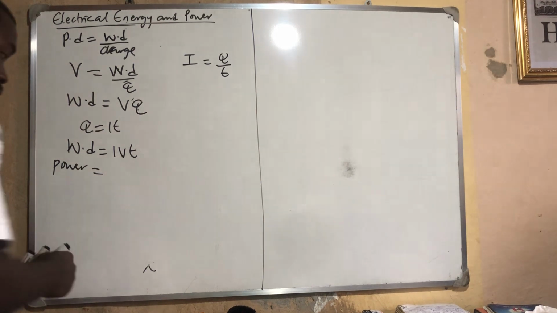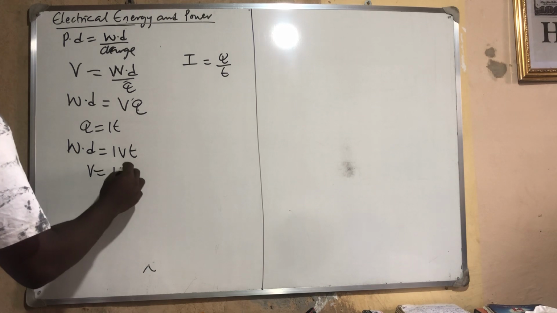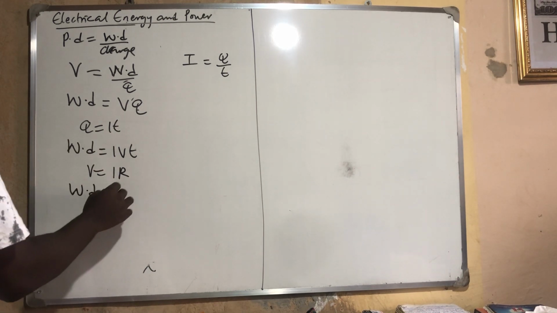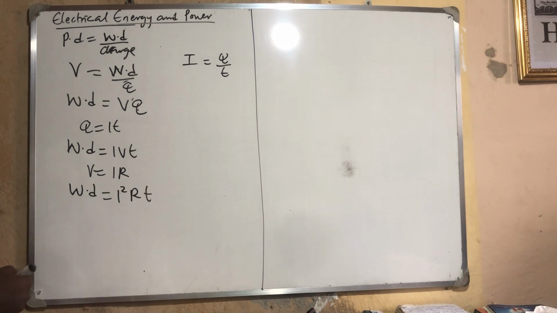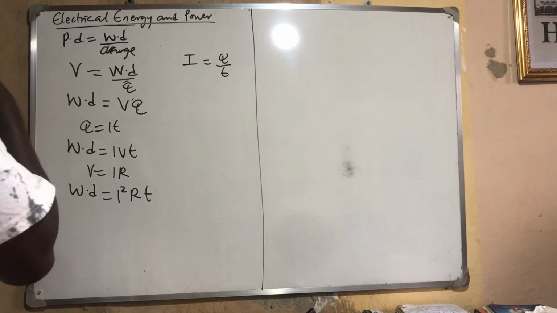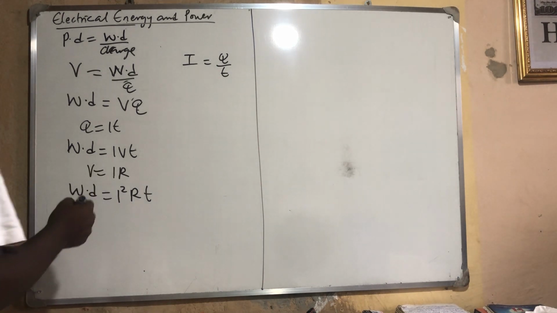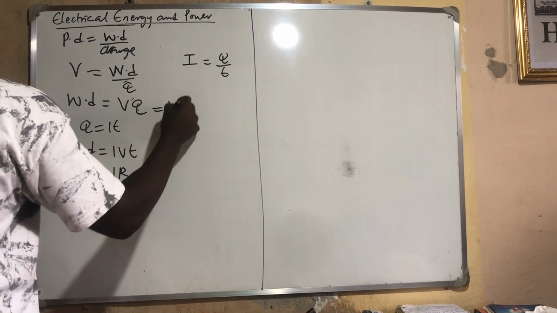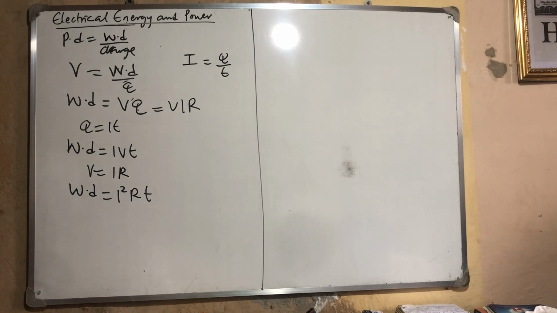Do you remember that V is equal to IR? If V is equal to IR, I'm going to have that my work done is equal to I squared RT. And that is for work done. Another way is that if V is equal to IR, then work done is V squared over R times T.